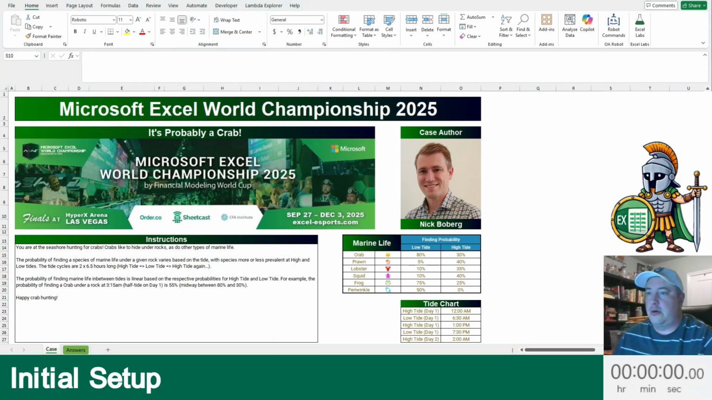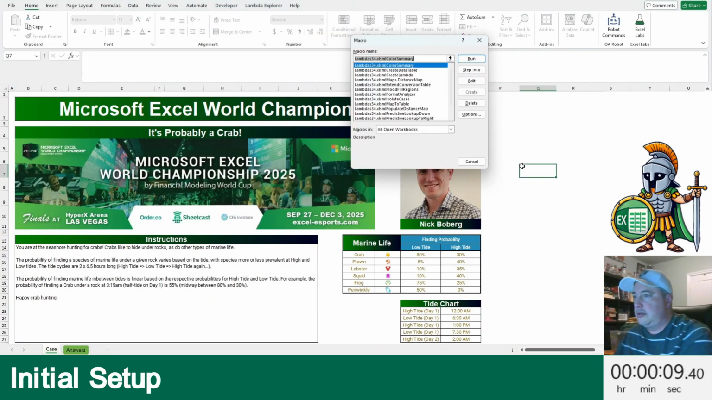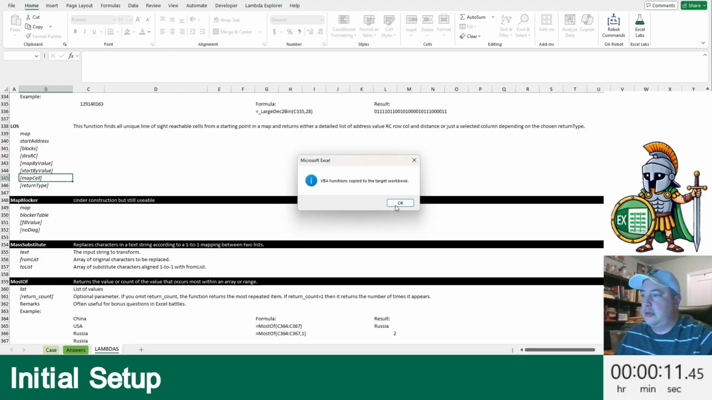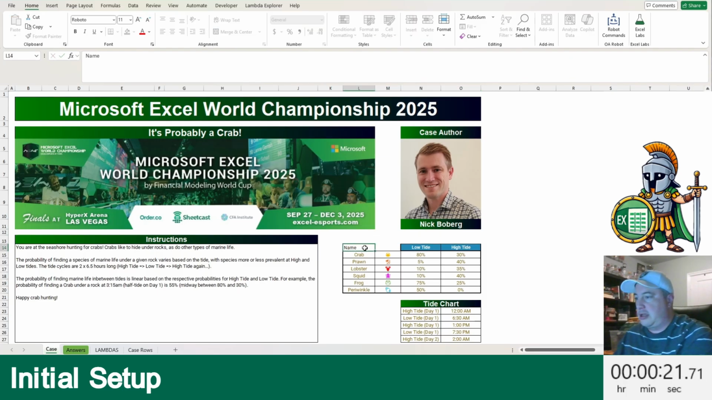Alright, let's go. Oh no, my lambda is not open. Okay. And now we go. So we got name, icon, also low and high.